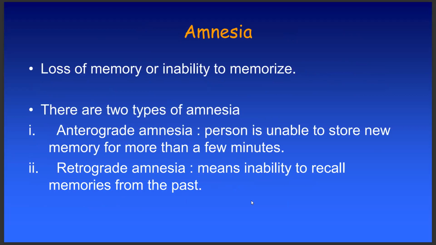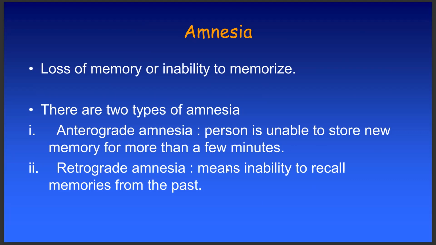Amnesia, the loss of memory or the inability to memorize, that is known as amnesia. If someone has stored memory, but he or she is unable to recall that stored information, that will be called amnesia. So there are two types of amnesia, anterograde amnesia and retrograde amnesia. Now, what is anterograde amnesia? In anterograde amnesia, the person is unable to store new memory for more than a few minutes, while the previous or the past memories are still intact and he can recall those. So that will be called anterograde amnesia.